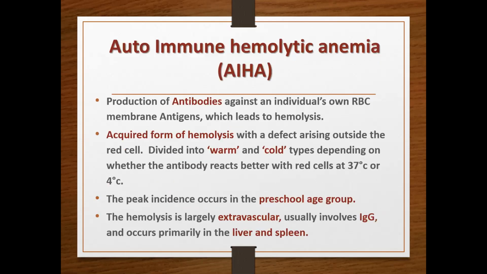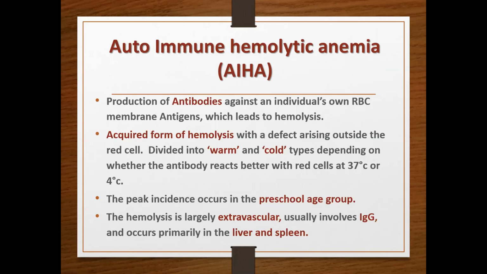The second type of hemolytic anemia in children is autoimmune hemolytic anemia. It is due to production of antibodies against an individual's own RBC membrane antigen causing hemolysis. This usually occurs secondary to infection or drugs taken by the child. It is an acquired form of hemolysis with the defect outside the RBC due to presence of autoantibody.